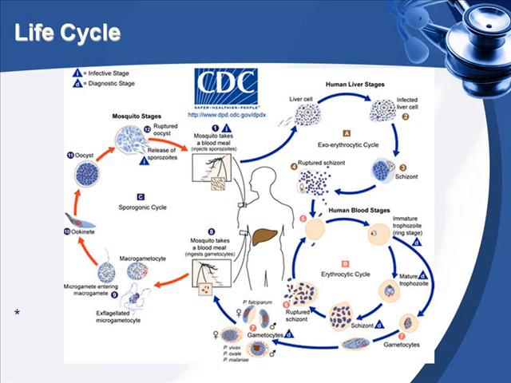Of note, in Plasmodium vivax and Plasmodium ovale, a dormant stage, hypnozoites, can persist in the liver and cause relapses by invading the bloodstream weeks or even years later. After this initial replication in the liver, exoerythrocytic schizogony, the parasites undergo asexual multiplication in the erythrocytes, erythrocytic schizogony.